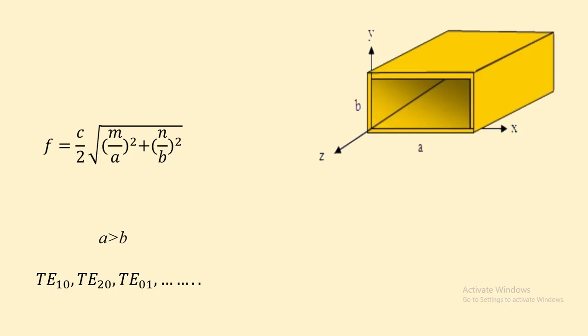Actually, the cutoff frequency is the lowest frequency for which a mode will propagate in the waveguide. In other words, at frequencies larger than the cutoff frequency of a mode, the waveguide has minimal attenuation for that mode. Since A is larger than B, the first mode for this waveguide is TE10 and the second mode is TE20.